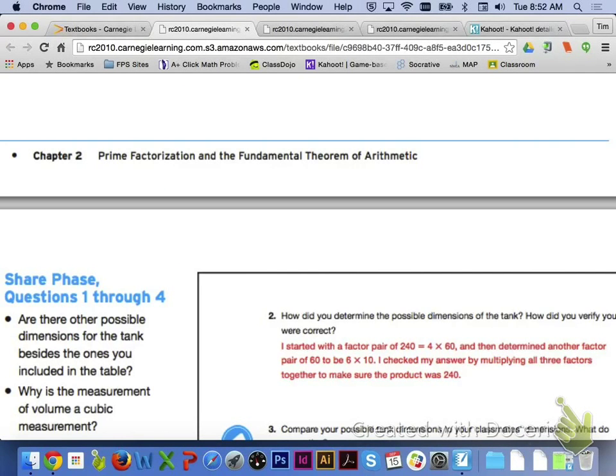The first thing that you would have had to do for any of your answers was determine a factor pair of 240. In this case, the answer key is giving us 4 times 60, and then you are going to determine another factor pair of 60, which would be 6 times 10. So 4 by 6 by 10 is going to give you 240 for your tank dimension answer. You can check your answer by multiplying all 3 factors together in order to make sure that your product is 240.